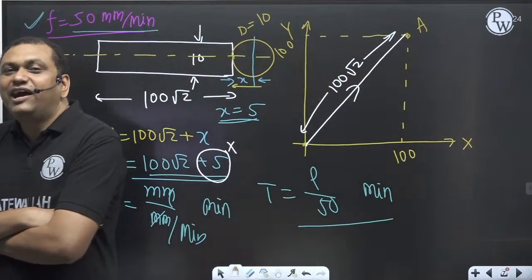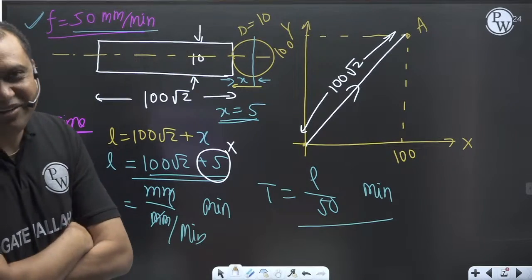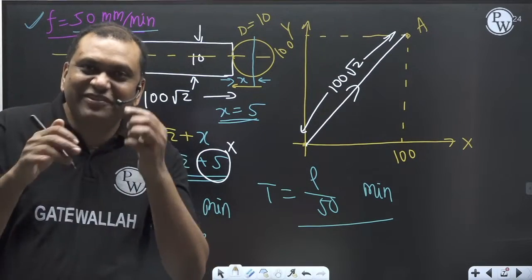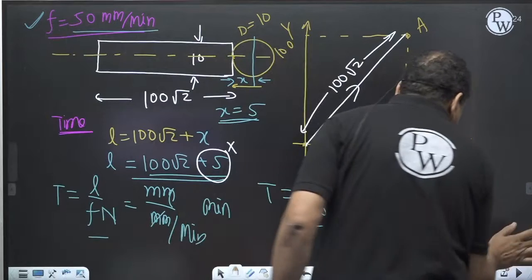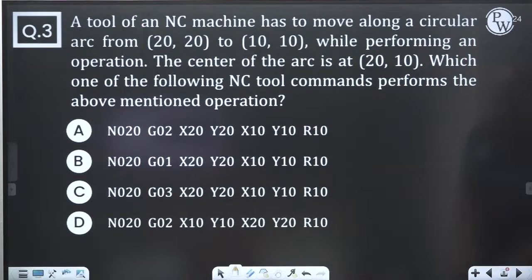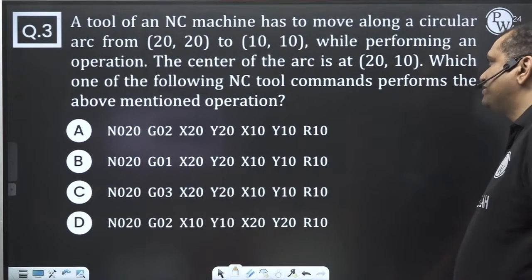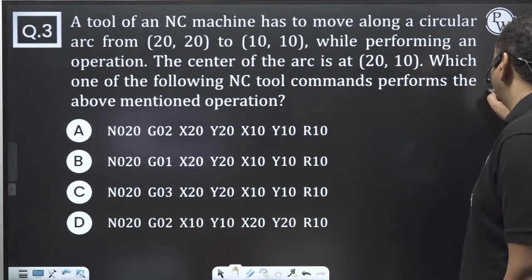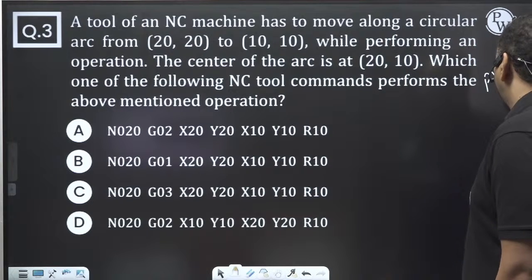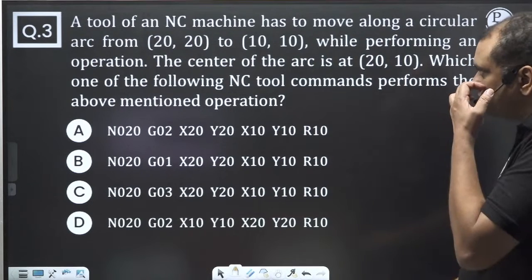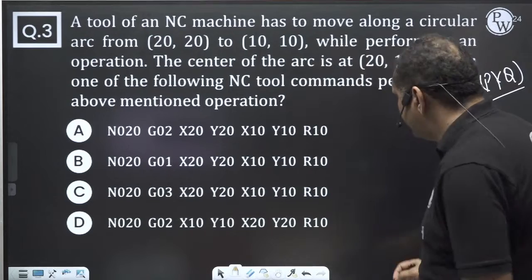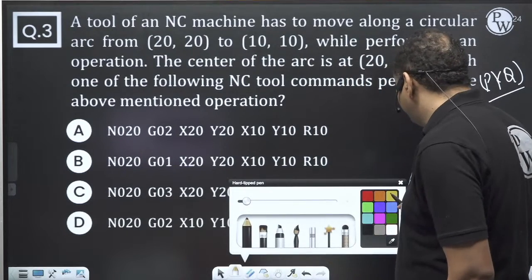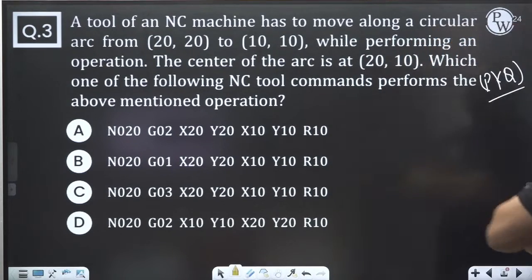Now, I'm increasing the difficulty level a little bit. Let us see. The third question is also an easy one. This is also a PYQ. After this, we have some difficult problems after question number 3. So 2 PYQs I have taken. Question number 2 and question number 3 are previous year questions.